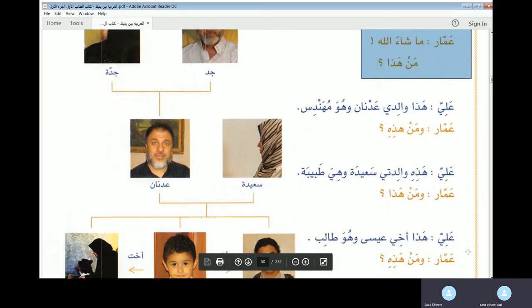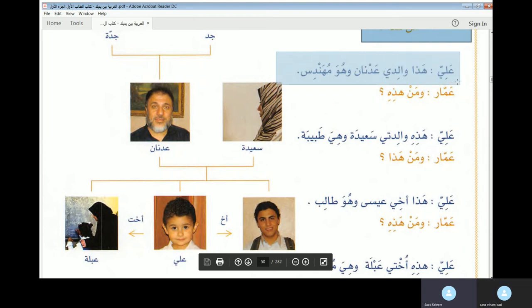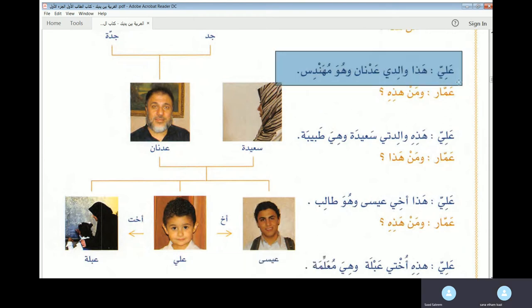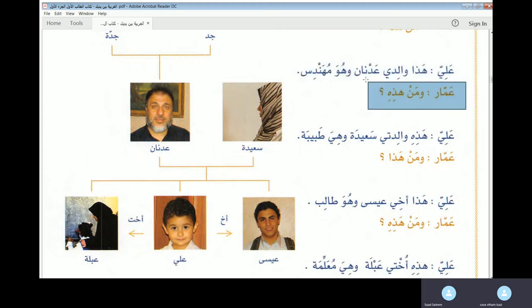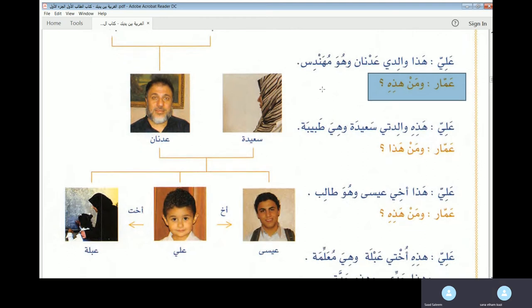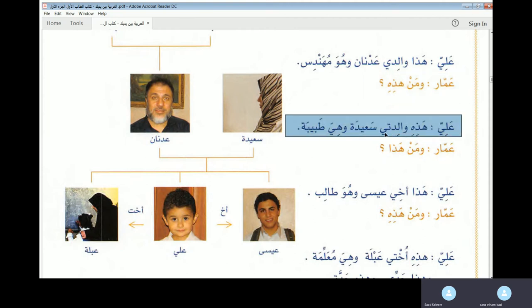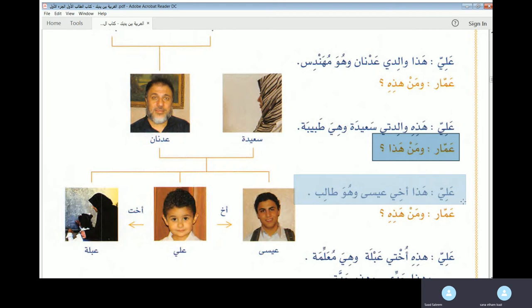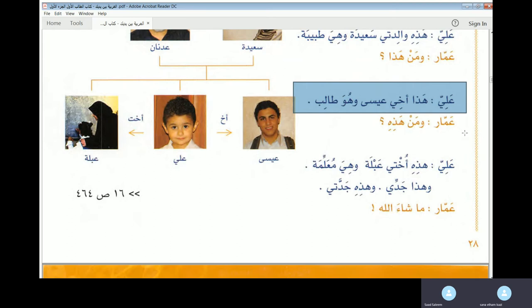Hadha, who is this? We use mashallah to protect someone from evil eye. Hadha walidi Adnan wa huwa muhandis. This is my father Adnan and he is an engineer. Hadhihi walidati Sa'ida wa hiya tabiba. This is my mother Sa'ida and she is a doctor. Man hadha? Who is this? Hadha akhi Isa wa huwa talib. This is my brother Isa, and he is a student.